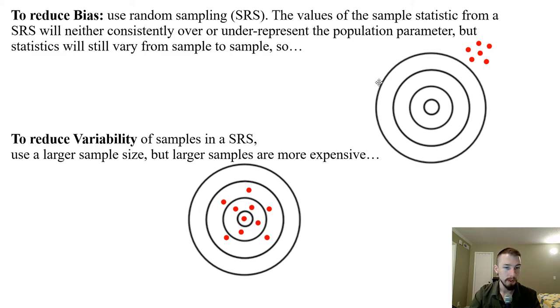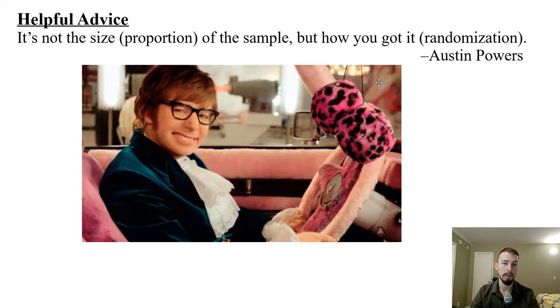To reduce variability of samples in simple random samples, use a larger sample size. The smaller the samples, the more they're going to vary. The statistic will vary, like the mean or whatever. It's the central limit theorem, essentially, what's going on here. Whenever we increase the sample size, as long as we don't have any bias and we're using a simple random sample or some sort of randomization process, then there'll be less variation. But larger samples are more expensive, so that's not always the best way to do it.